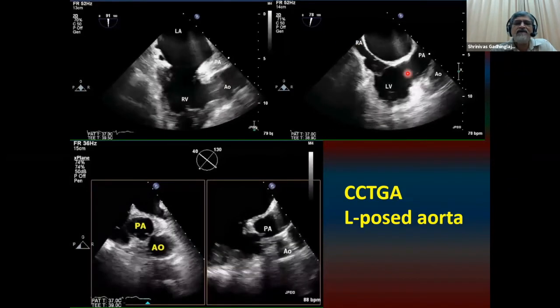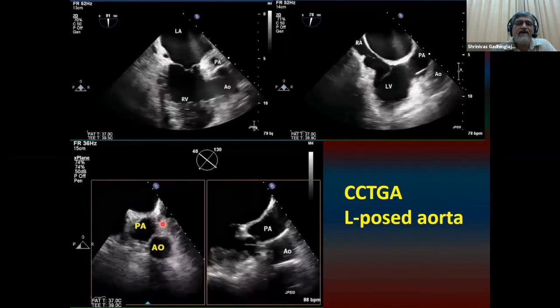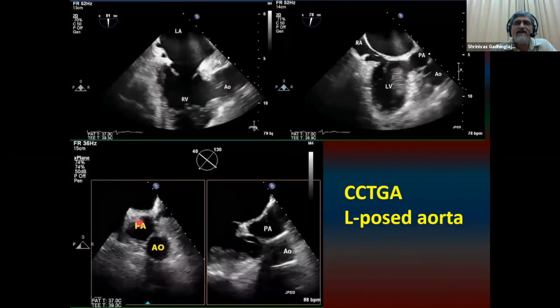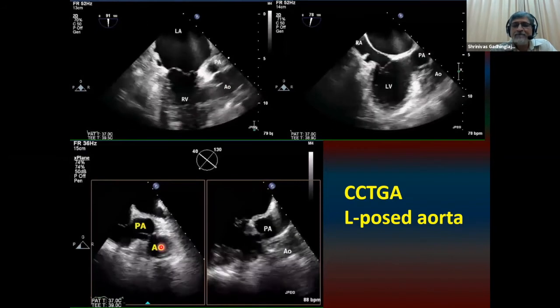So this is our patient in whom we had done 3D echo. You can see, as I explained, the aorta is to the left of the pulmonary artery, anterior. So anterior and to the left of the pulmonary artery. This is called L-pose aorta.